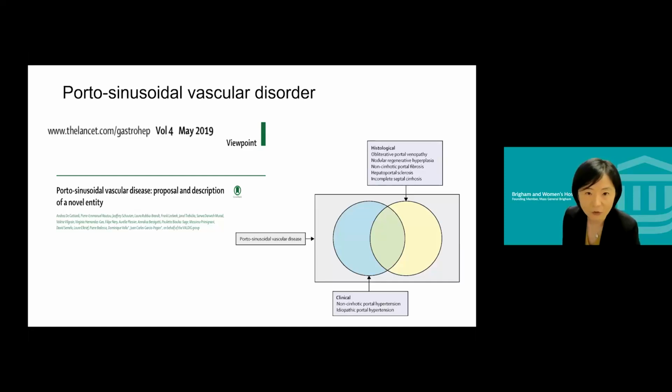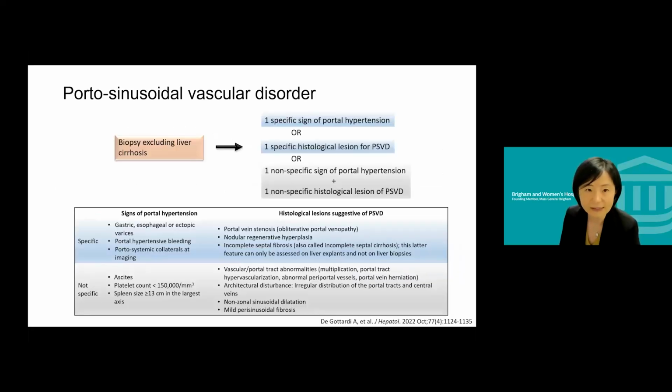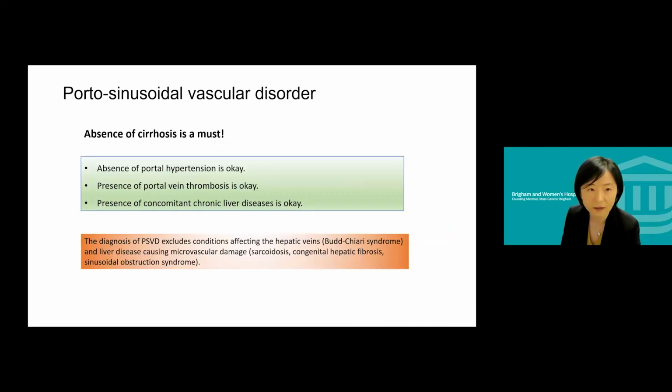The patient may or may not have portal hypertension. They may or may not have coexisting, like, other chronic liver disease. So this is the diagnostic criteria proposed by this article. I won't go through them, but this is here for your reference after the lecture.